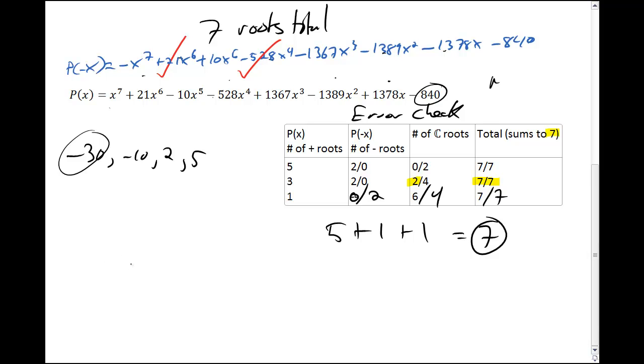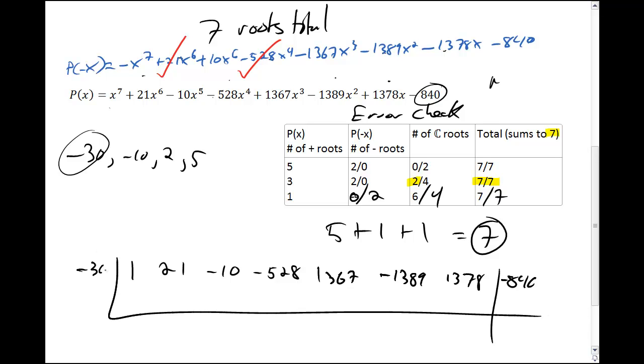Well, with synthetic division, I'm going to have 1, 21, negative 10, negative 528, positive, I guess I don't really need to write the positive, 1367, negative 1389, 1378, and negative 840.